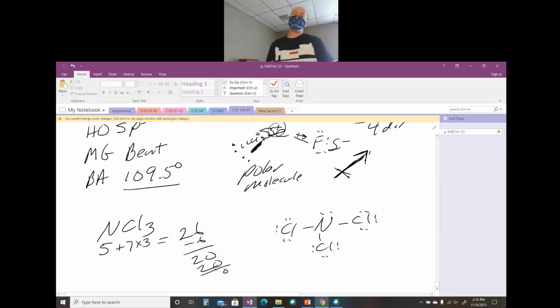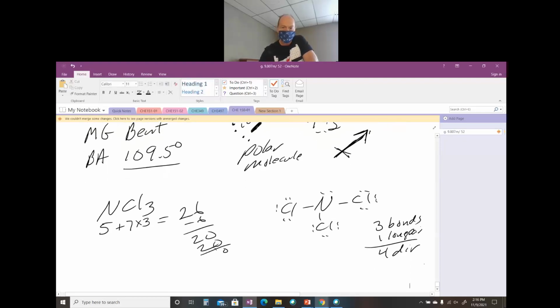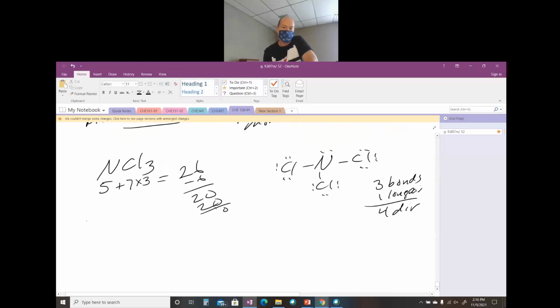Again, if we don't have enough, we have to put in a pi bond. If we have too many, we put them on the central atom. This one had the perfect number, and so we get the number of directions. We have 3 bonds, and we have 1 lone pair. So we have 4 directions. All right, so your geometric arrangement is tetrahedral. Your hybridization for tetrahedral, always sp3. You have 4 directions. It's always tetrahedral sp3 every time you have 4 directions.